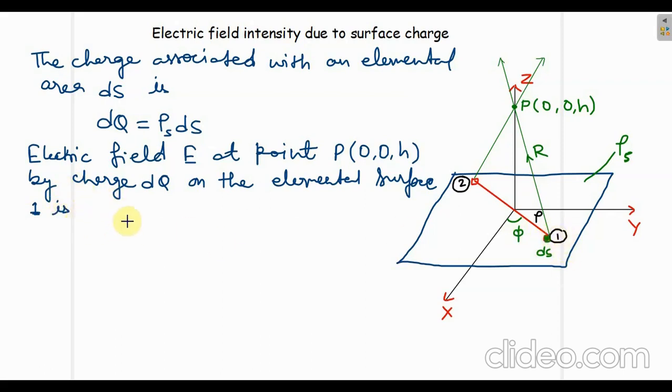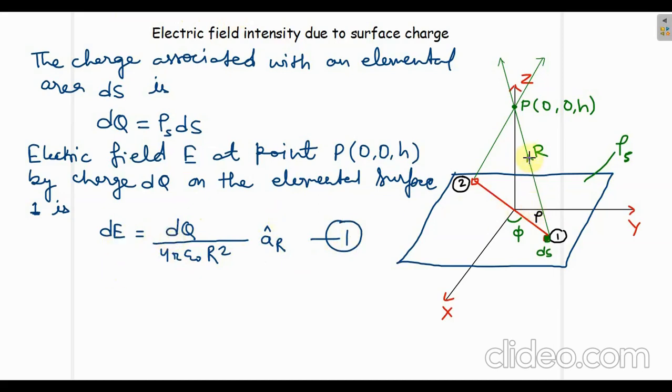We can recall the formula of E, and we only have to write the elemental electric field intensity associated with this elemental charge. So dE will be, the formula would be the same, since we are talking of an elemental charge, dq upon 4 pi epsilon 0 r square, and the direction will be along this r vector, so the unit vector is a r. Let us consider this as equation 1.